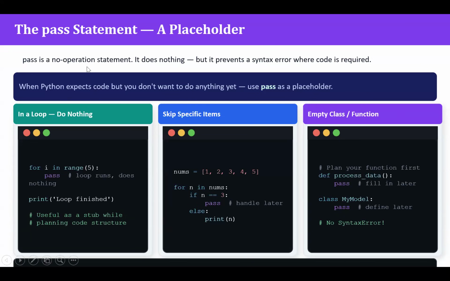So pass is the no operation statement. It does nothing, but it prevents a syntax error where code is required, like in a class, function, or for loop, where you require code to complete it. But I don't have ready code, so what I will do is put a placeholder, and that placeholder is pass. Pass will let it exist without showing any error. So when Python expects code, but you don't want to do anything yet, use pass as a placeholder.